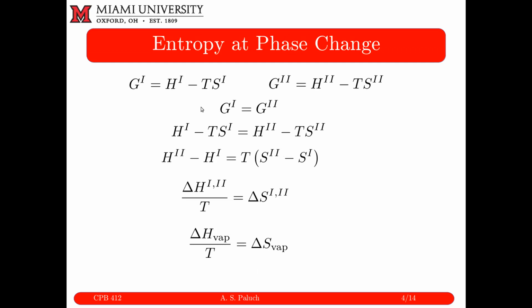How we do that is we go back to our definition of G. At coexistence, G1 is going to be equal to G2. Our molar Gibbs free energies in the two phases will be equal. So next, I plug in for G my definition of G, H minus TS. Temperature, again, in the two phases is equal. So once again, we're going to rearrange and collect terms. And we get that delta H over T is equal to delta S, or for the particular case of vapor-liquid coexistence, delta H of vaporization over T is equal to delta S of vaporization.